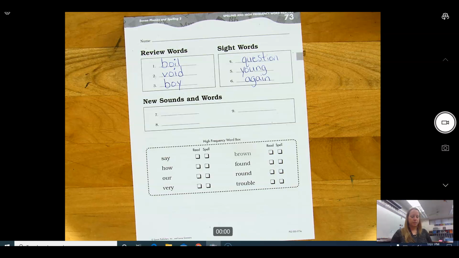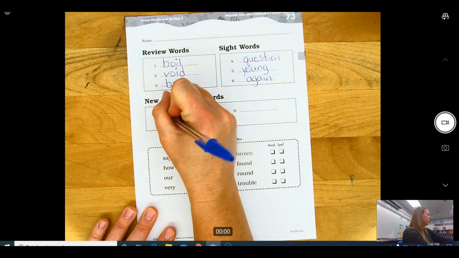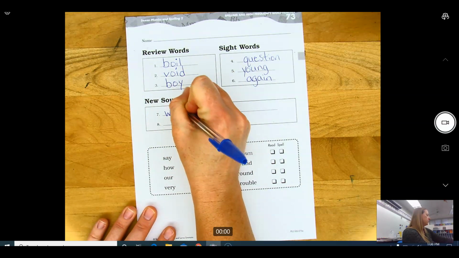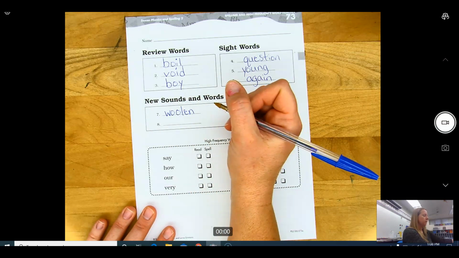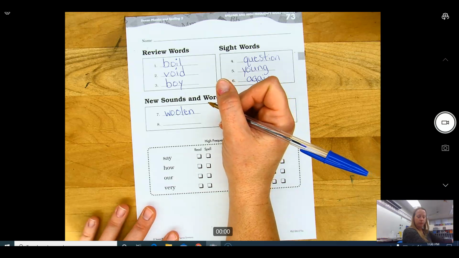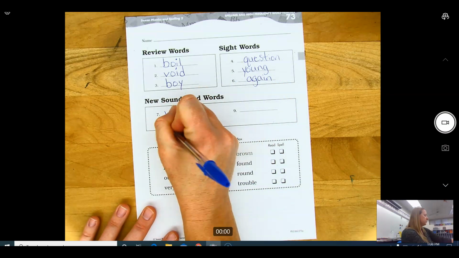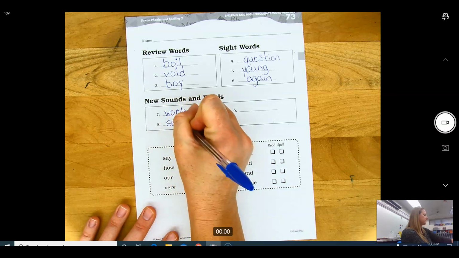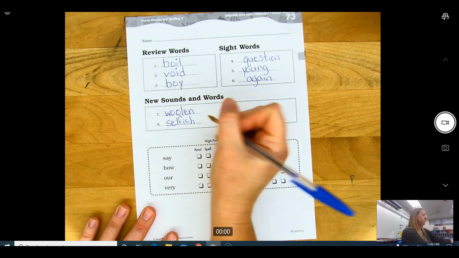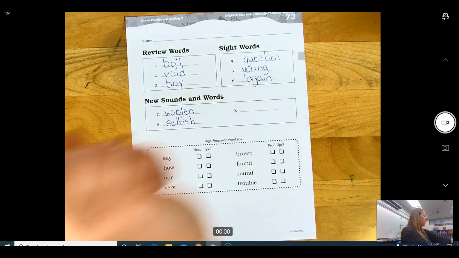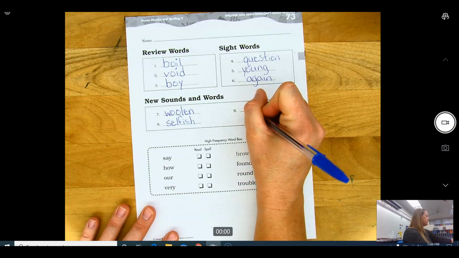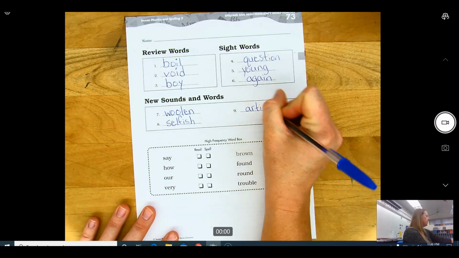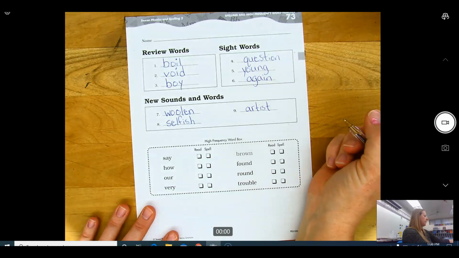Your new sounds and words, number 7 is woolen. Wool. This is something made out of wool, which is sheep fur. Okay, number 8, selfish. If you're selfish, that means you think of yourself only. And number 9, artist. One who makes art. Okay.